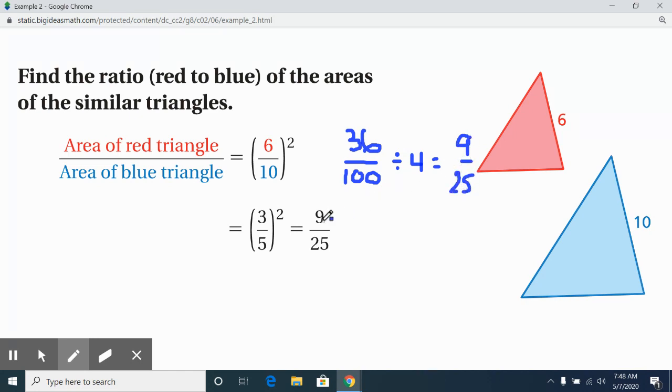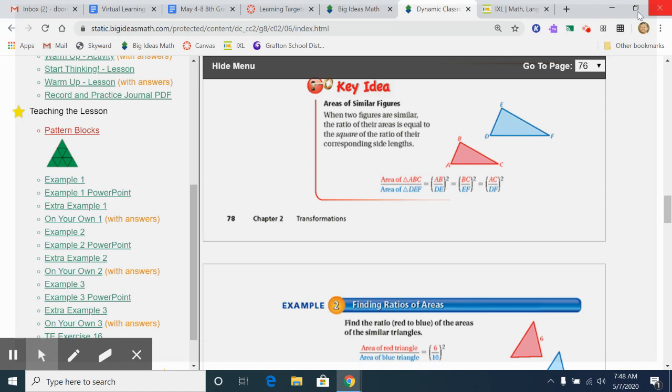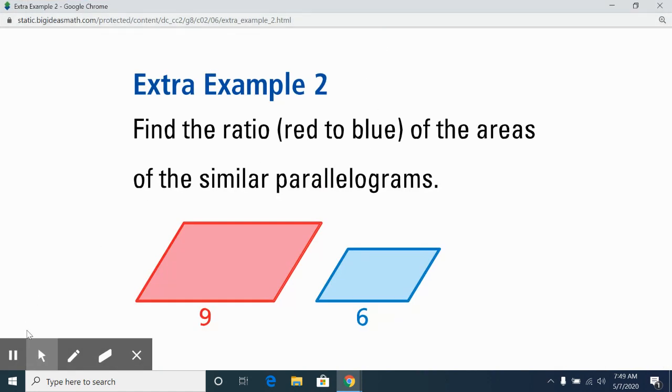But I will give you kind of a hint here. It's much easier to simplify first, okay, because simplifying these numbers is much easier than simplifying these much higher numbers. So I would suggest only simplifying first before you square. All right, let's try another one.